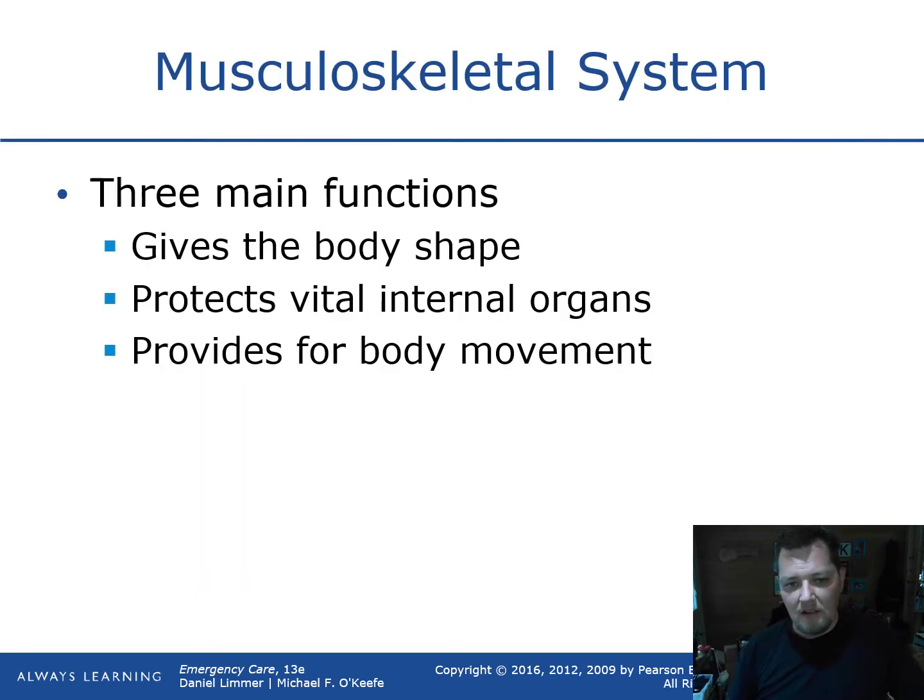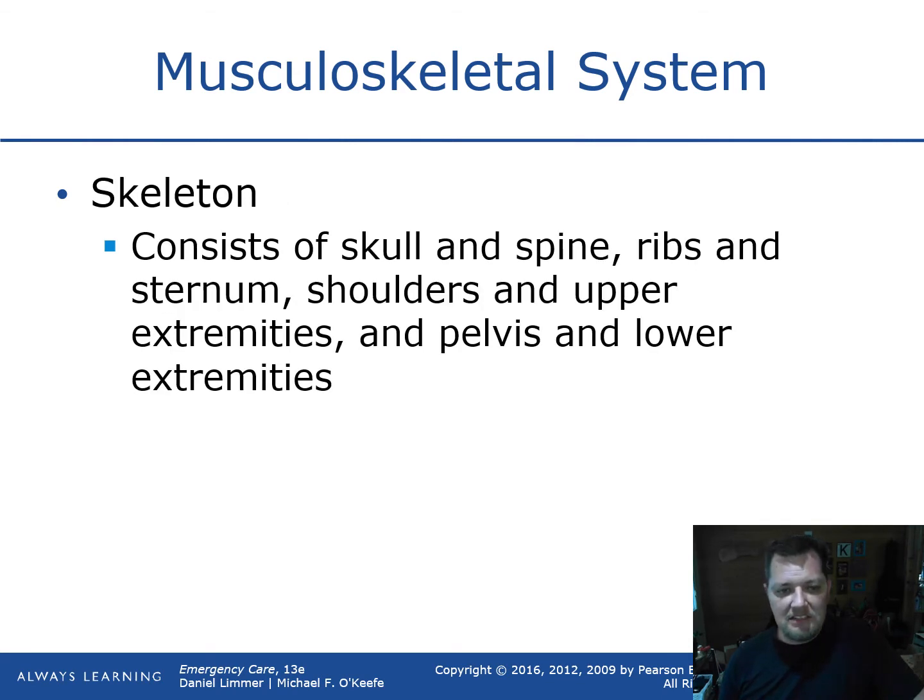Okay. So there's three main functions for the musculoskeletal system. It gives the body shape, it protects vital internal organs, and it provides for body movement. Without this, you'd just be a puddle of mush on the ground. Okay. The skeleton consists of the skull, the spine, the ribs, sternum, shoulders, upper extremities, pelvis, and lower extremities. Pretty much anywhere you got a bone is what the skeleton consists of.